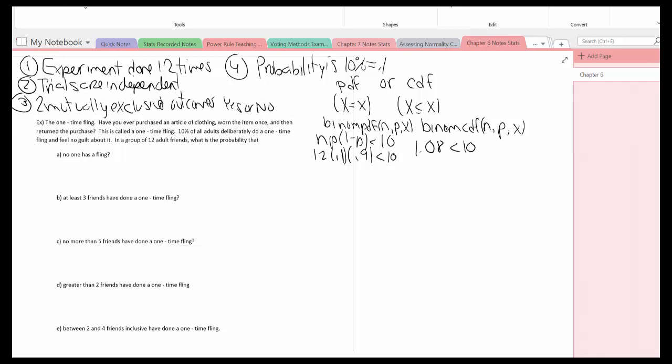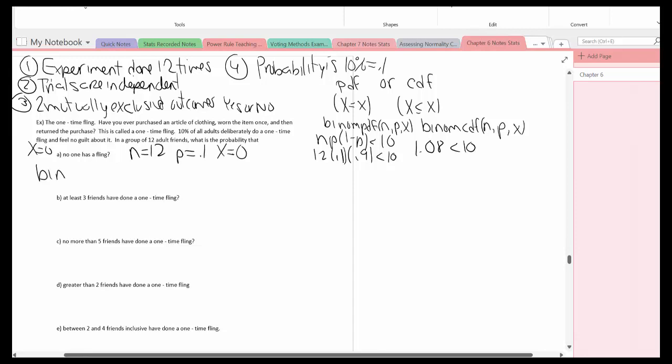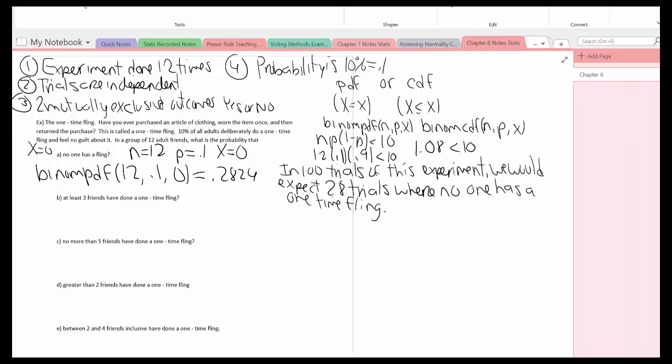Let's take a look at part A. No one has a fling. So for us, in this case, x is 0. We know n is equal to 12, p is 1/10, x is 0, so this is a binom PDF because it's x equal to 0: 12, comma, 1/10, comma, 0, and that ends up being approximately 0.2824. So I'm going to write the interpretation for this on the side now. In 100 trials of this experiment, we would expect about 28 of those trials where no one has a one-time fling.